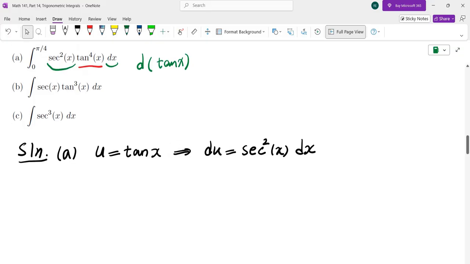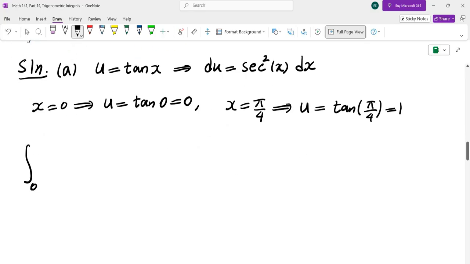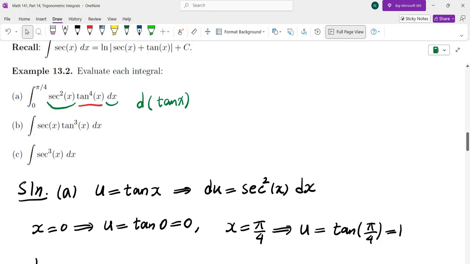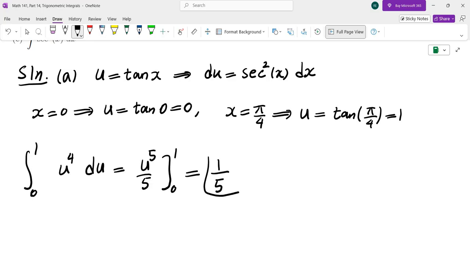Now we're going to plug in the values because this is a definite integral. So for x equals 0, we get u equals tan of 0, which is 0. For x equals pi over 4, we get u equals tan of pi over 4, which is 1. So this would be the integral from 0 to 1. Secant squared x dx is du, and then u to the power of 4 is what we have inside. So this is u to the power of 5th over 5 from 0 to 1. Plug in the values, we get 1/5 as the answer.